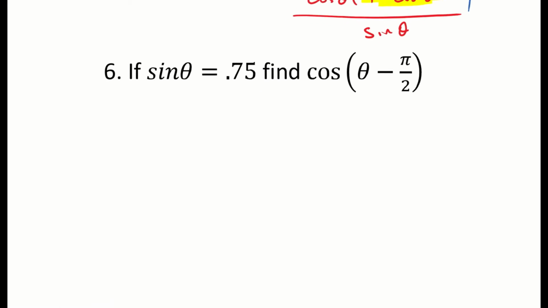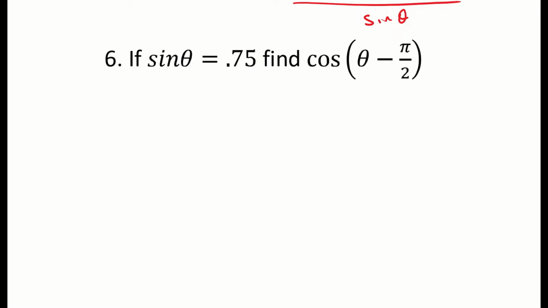Look at the next problem. We have if sine theta is equal to 0.75, cosine of theta minus pi halves. They want us to find it. So we should recognize that it is a cofunction, but cofunctions are in the form of 90 degrees or pi halves minus theta. So somehow we have to change this. We're going to change it by multiplying by a negative. So I end up with positive pi halves minus theta.